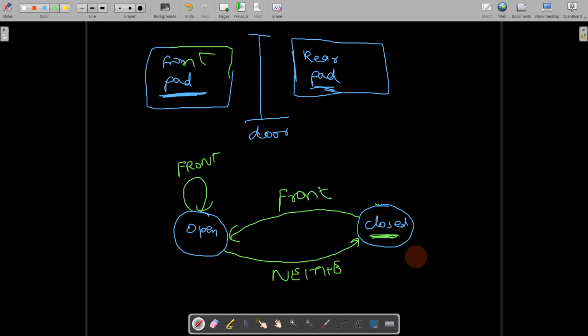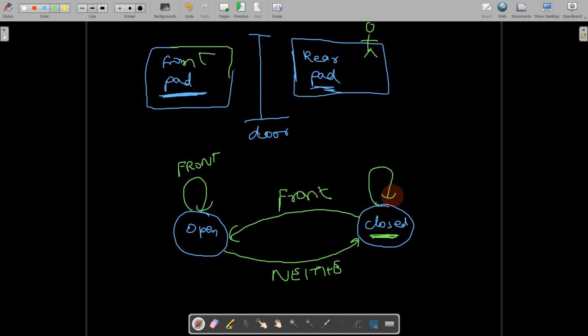So the door goes to closed state, right? Again, in closed states, we have already seen what happens when somebody stands on the front pad. What more input can be there on the closed state? That somebody is standing on the rear pad and nobody is standing on the front pad. So what will happen? It will remain closed, right? If somebody is standing on the rear and the door opens, he might get hit with the door, right?